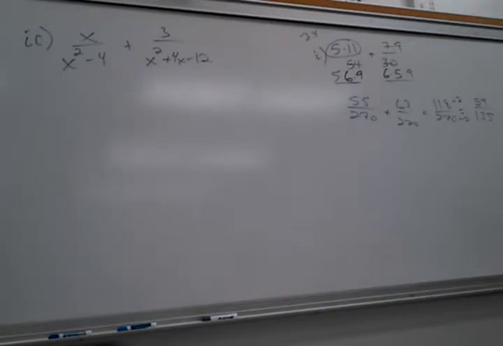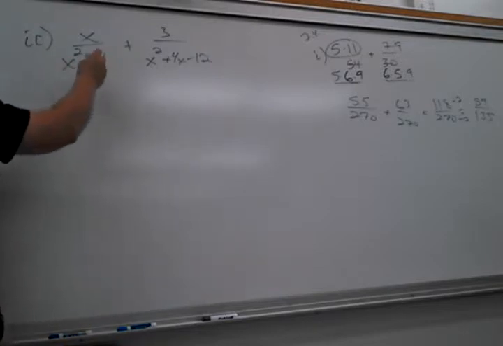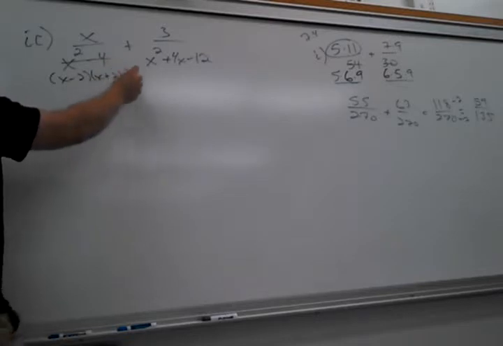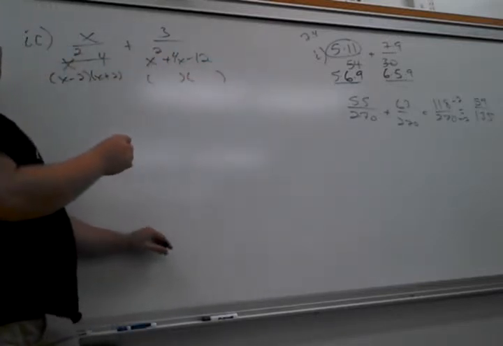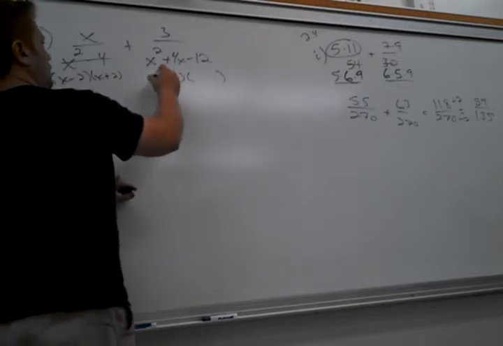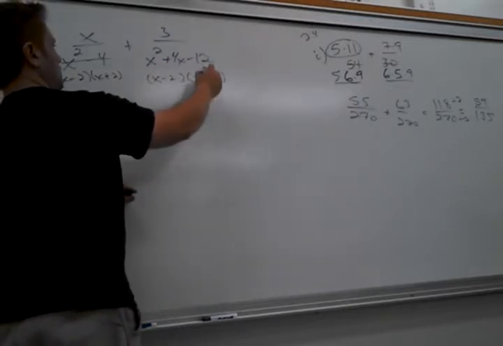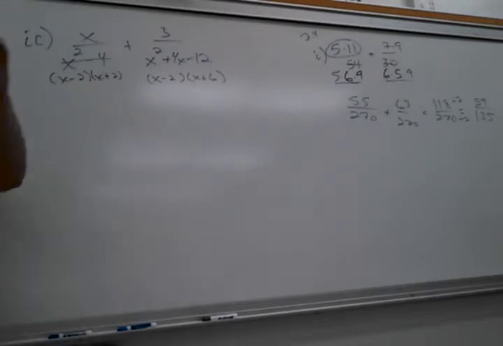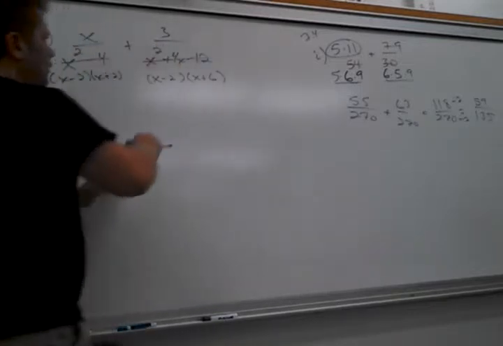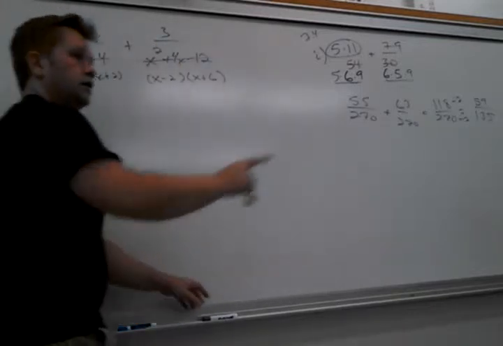It's much more rigid. How do you factor x squared minus 4? X minus 2, x plus 2. Good. How do you factor this? X minus 2, x plus 6, bigger one positive to make the middle one positive. We're doing good so far?